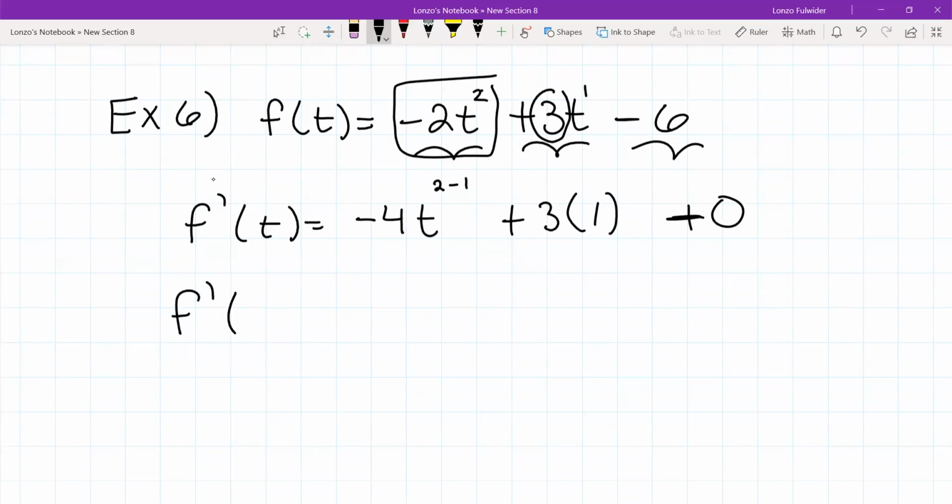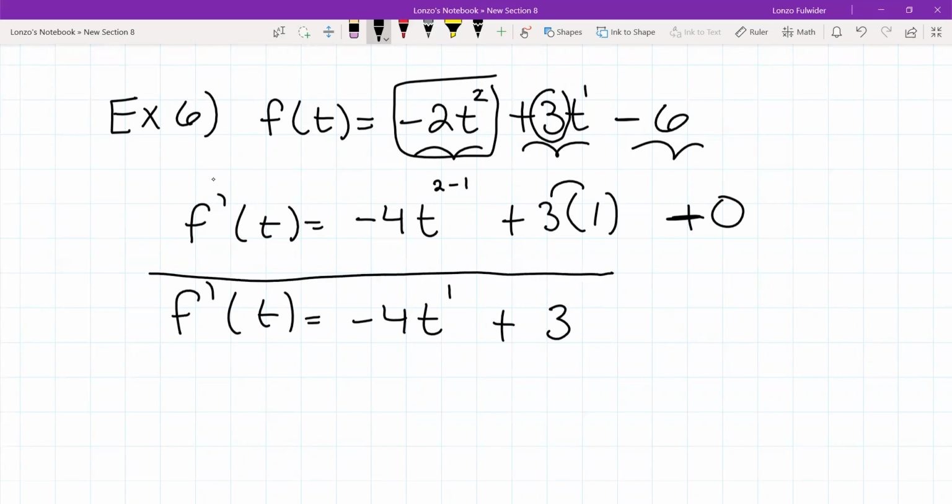So when you clean this up, this is f prime of t equals -4t, and then 2 minus 1 is 1, plus 3 times 1 is 3, minus 0, which is just 0. So this is your final answer.